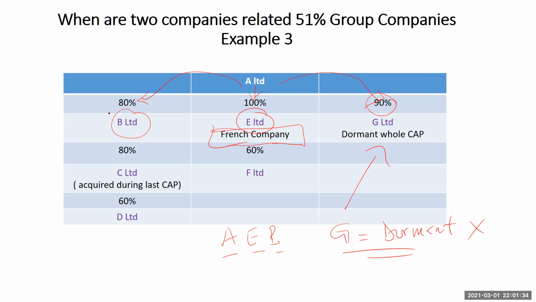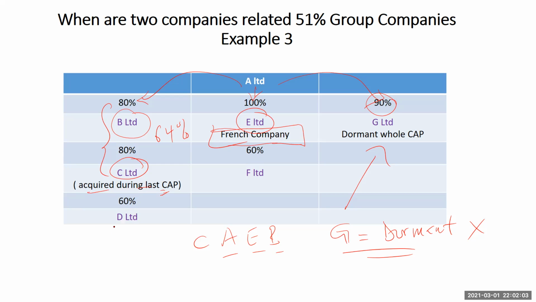What about the indirect between A and C? So A and C, 80% and 80%. What do we get? 64%, right? 80 times 80 gives us 64%, but it was acquired during the last period, so it still existed during our previous year. We need to include it. So surely we would have to include C.